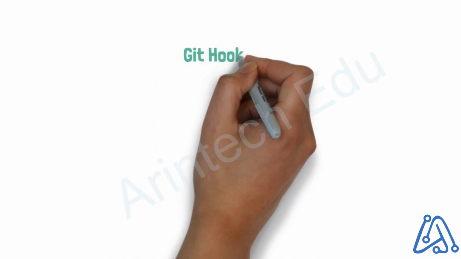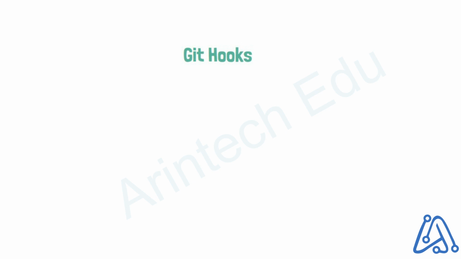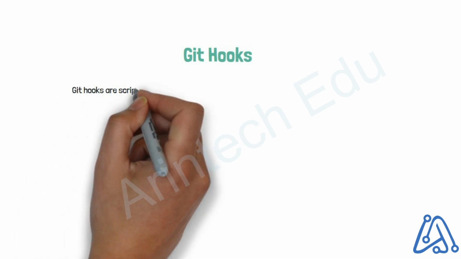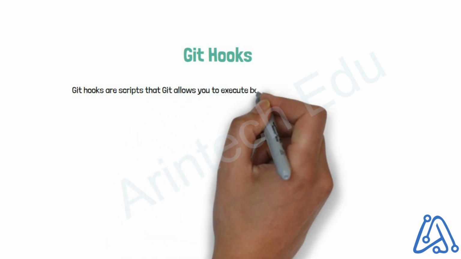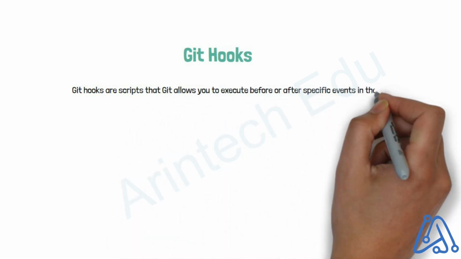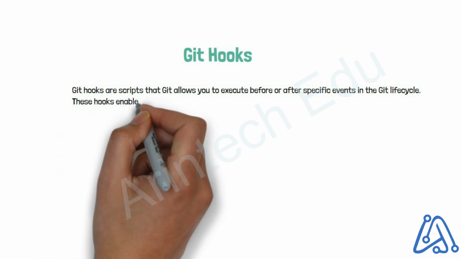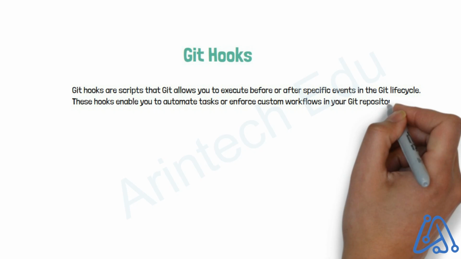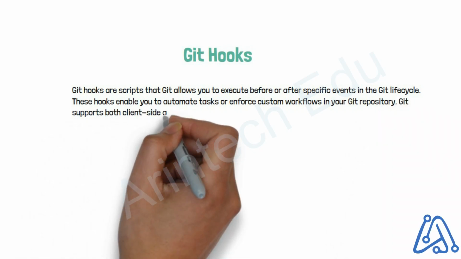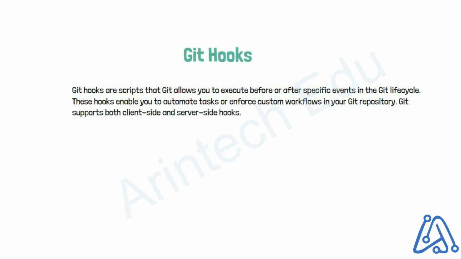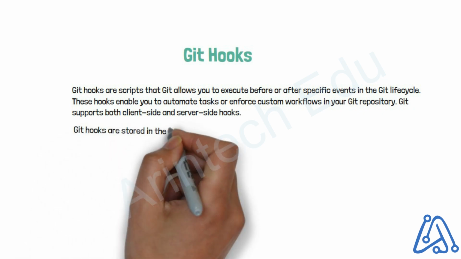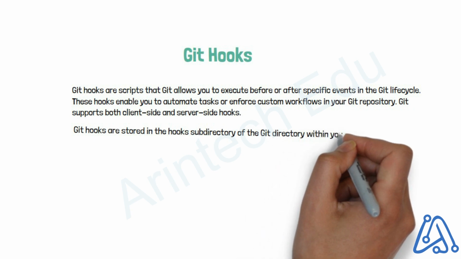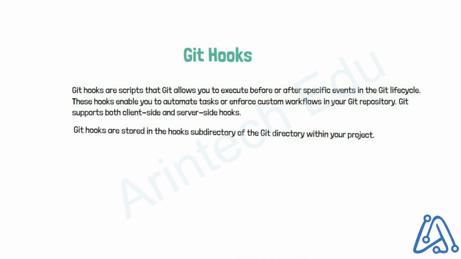Let's explore the concept of Git hooks, a recommended practice in the Git version control system. Git hooks are scripts that Git allows you to execute before or after specific events in the Git lifecycle. These hooks enable you to automate tasks or enforce custom workflows in your Git repository. Git supports both client-side and server-side hooks. Git hooks are stored in the hooks subdirectory of the Git directory within your project.